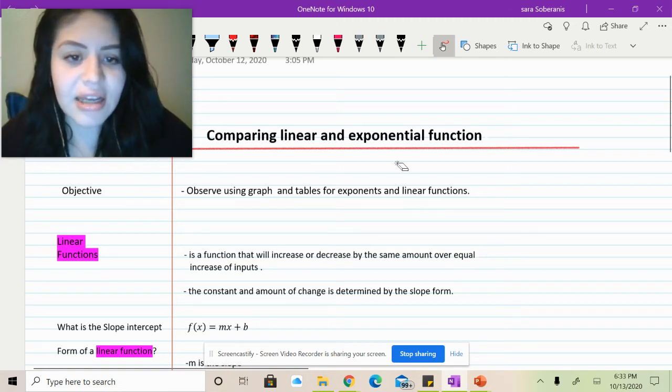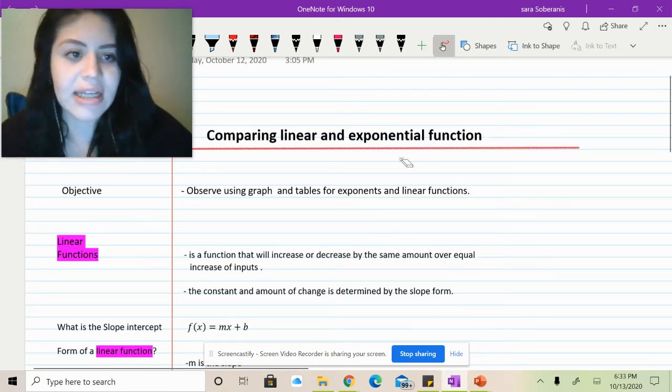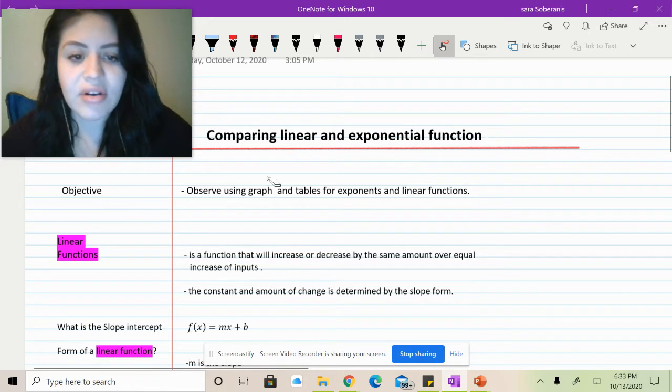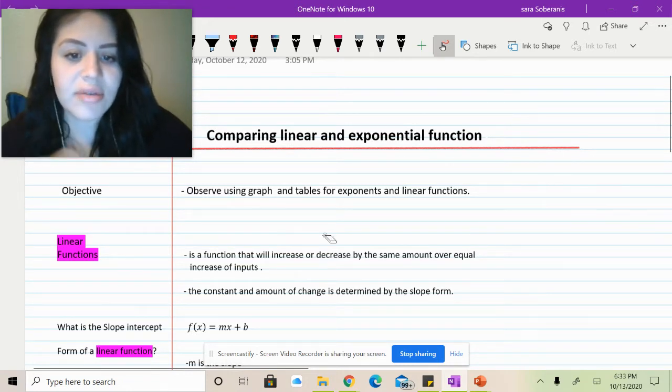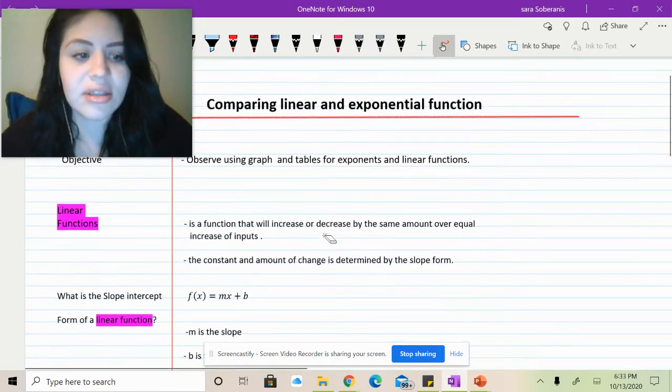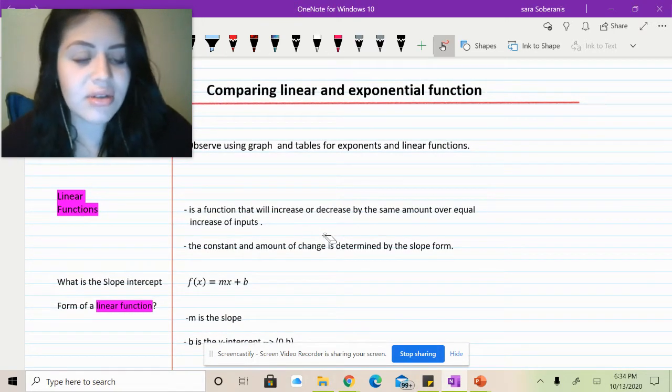Hi everyone, I am going to be comparing linear and exponential functions today. Now our objective, we are going to observe graphs and tables for exponential and linear functions. Now before that, let's go into linear functions.